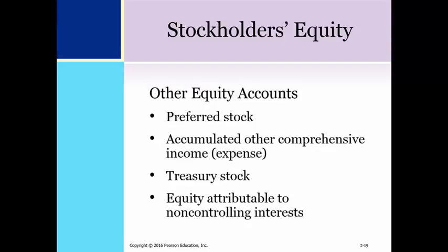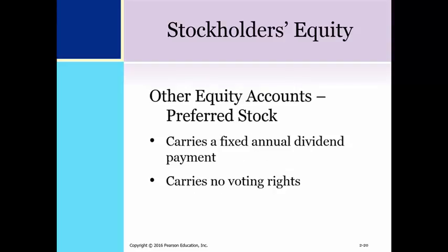Other equity accounts that may be found in the equity section are listed on this slide. I will discuss two of the items, preferred stock and treasury stock. The other two items are higher level accounting topics that will not be addressed in this course. Preferred stock is another way for investors to invest in a firm. Generally, if preferred stock is purchased, the owner of the stock has no voting rights, but usually is guaranteed a fixed annual dividend payment.